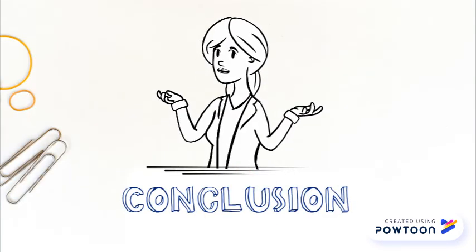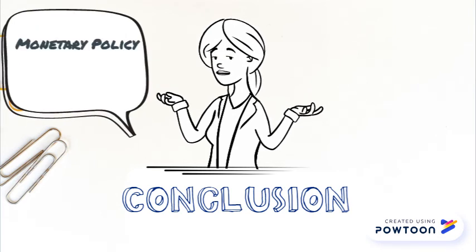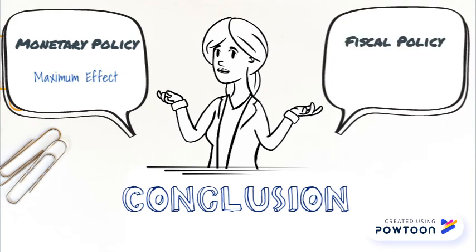In conclusion, under floating exchange rate and perfect capital mobility, monetary policy has maximum impact on a nation's real income, whereas fiscal policy has minimal impact.